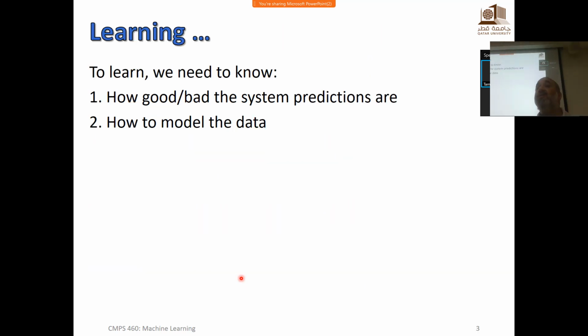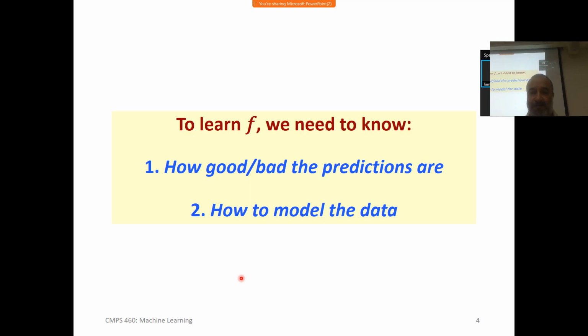Now, to learn a model, we need to know at least two things. The first thing, how good or bad the predictions are. How can we know that our predictions are good or bad? The second thing, how we can model the data. How can we have a mathematical model of the data? Okay, so we will discuss these two things next.